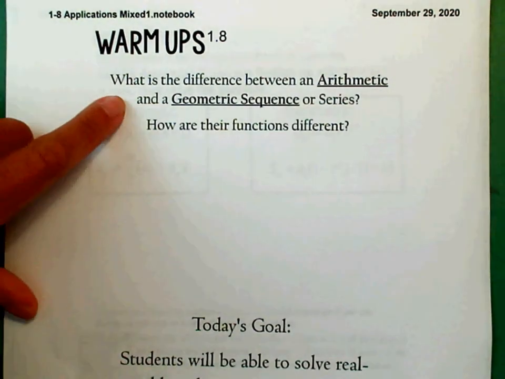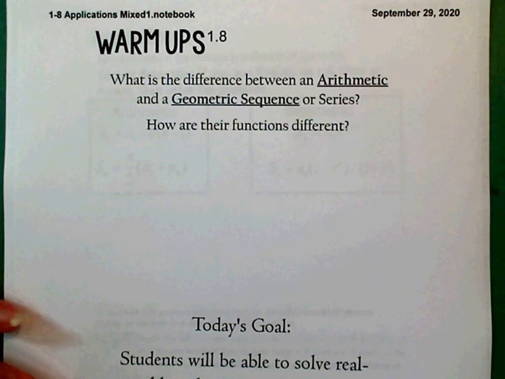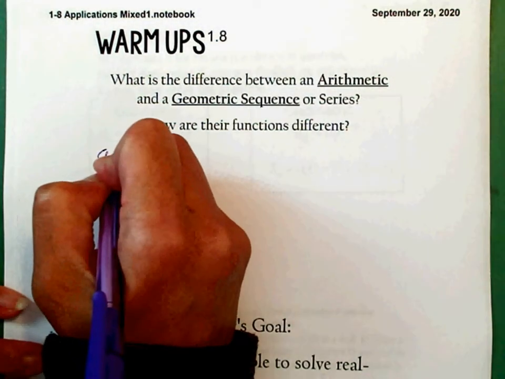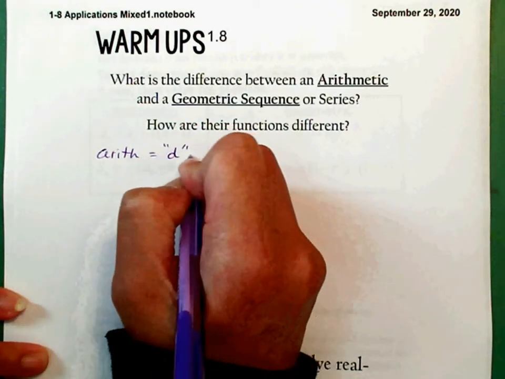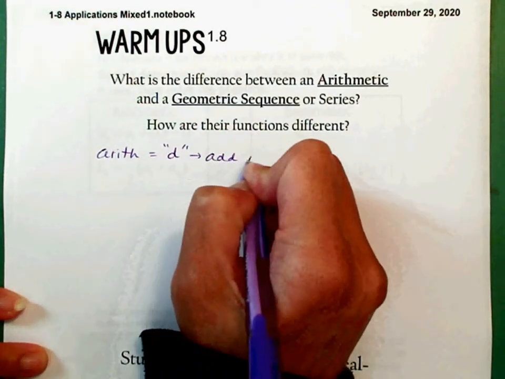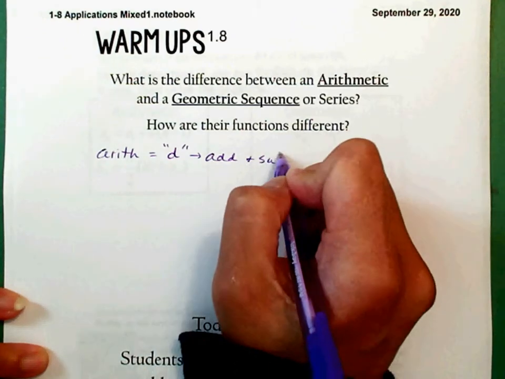The warm-up says, what is the difference between an arithmetic and a geometric sequence or a series, and how are their functions different? So let's list a few things. For arithmetic, you have the letter d, and it's all about adding and subtracting.